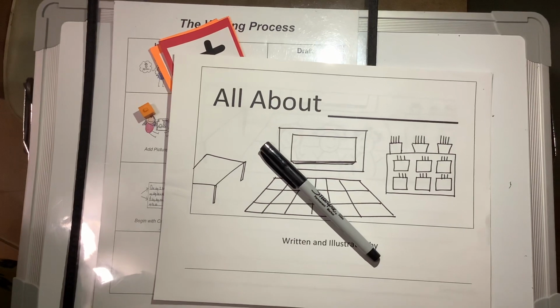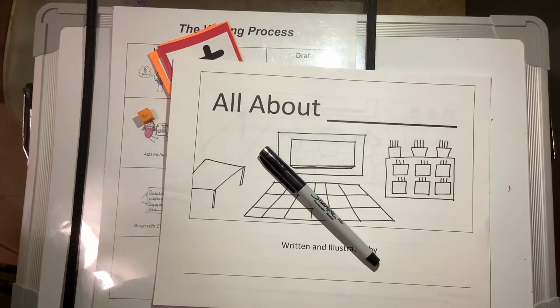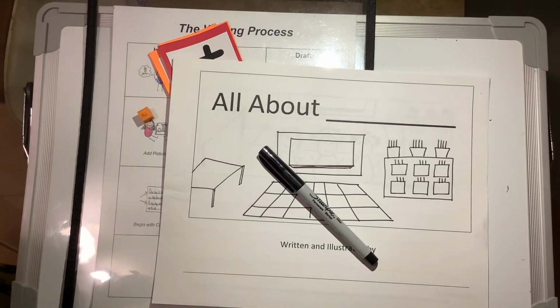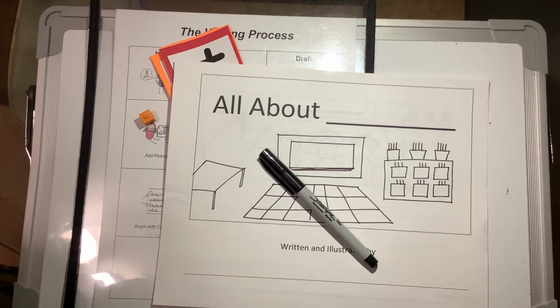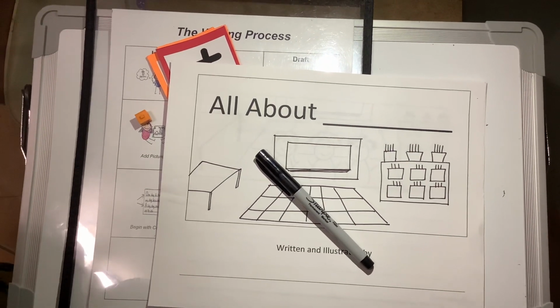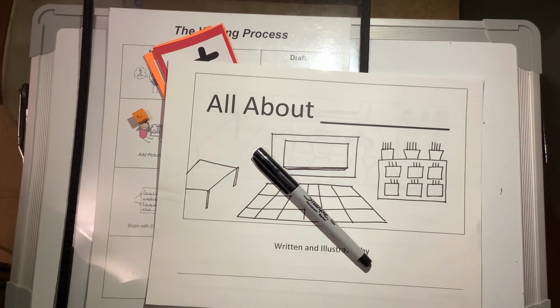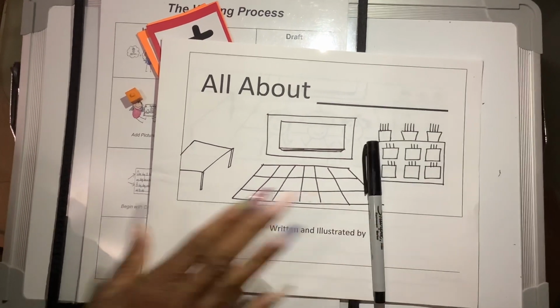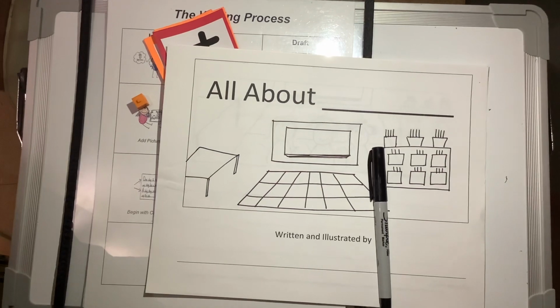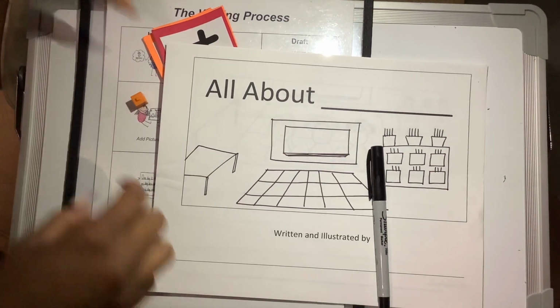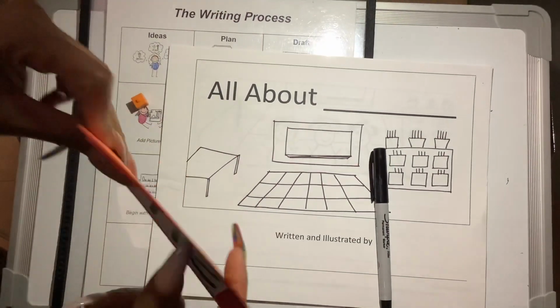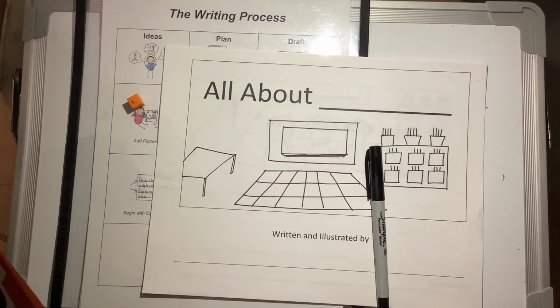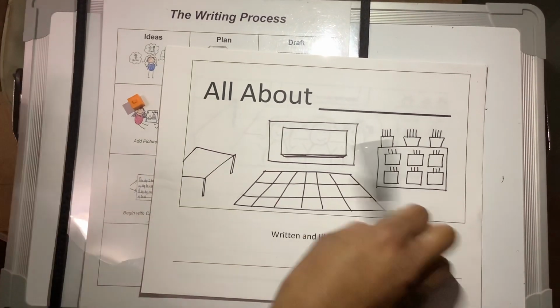Today we will be adding labels, words, and sentences to our All About books. I have gathered all the materials that I need. Do you have your materials ready? You need your pen or pencil, your drawing from yesterday, maybe some sight words that you plan on using for your sentences. Let's begin.